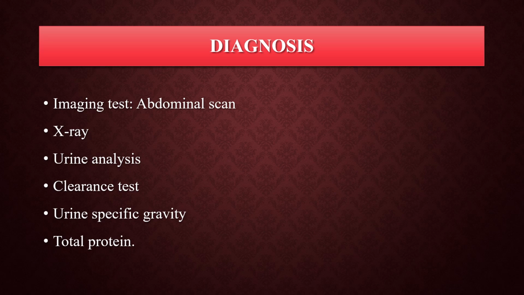Next one is the diagnosis of glomerulonephritis. To diagnose glomerulonephritis, the first one is to scan the abdominal region. Another one is X-ray and urine analysis. In urine analysis, the first one is the clearance test. There are three types of clearance: urea, creatinine and inulin clearance.